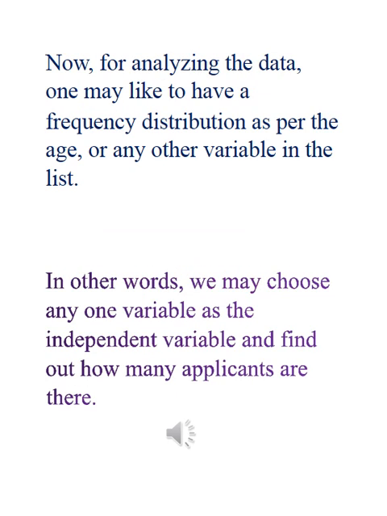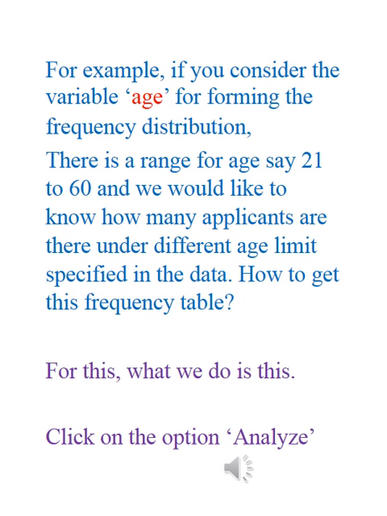Now, for analyzing the data, one may like to have a frequency distribution as per the age, or any other variable in the list. In other words, we may choose any one variable as the independent variable and find out how many applicants are there. For example, if you consider the variable age for forming the frequency distribution, there is a range for age, say 21 to 60, and we would like to know how many applicants are there on the different age limits specified in the data. How to get this frequency table? For this, what we do is this.